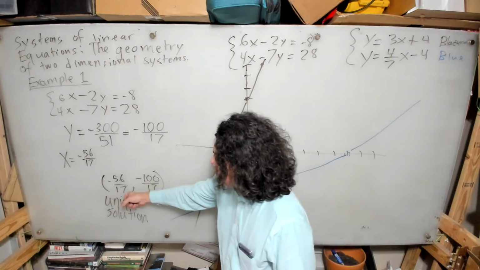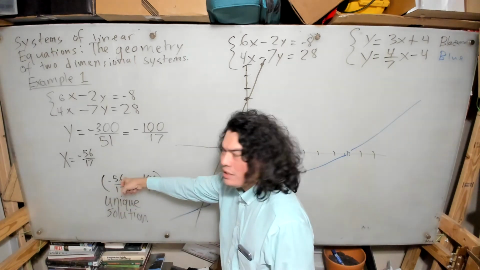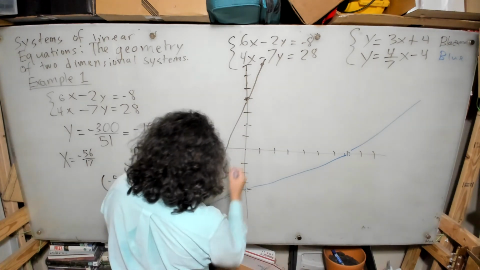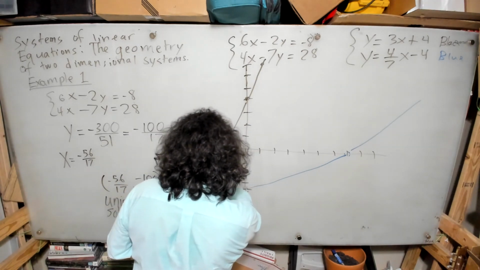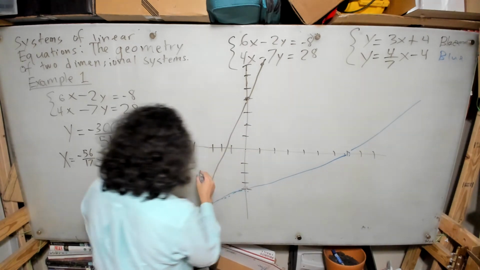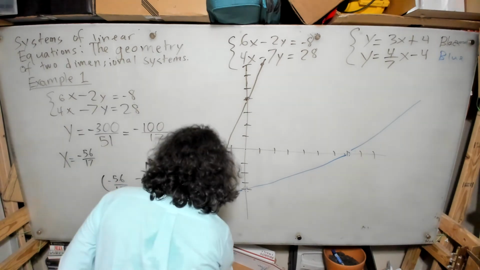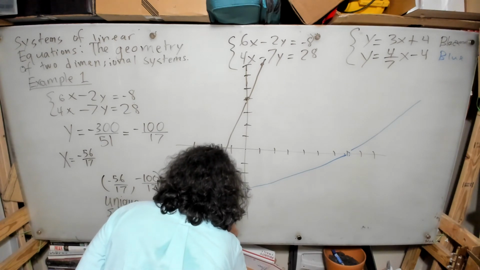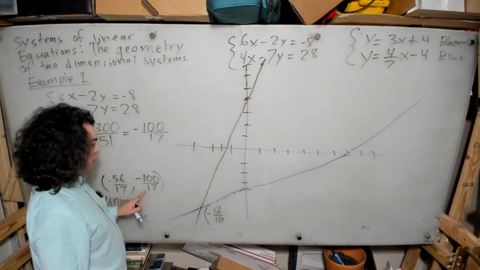If you notice, 17 times 3 was 51. So this is somewhere between 3 and 4. So let's say 1, 2, 3, 4, right? So somewhere in between 3 and 4 is that point. And what is this point? It's negative 56 over 17, comma, negative 100 over 17.